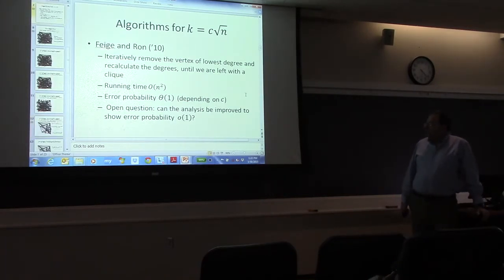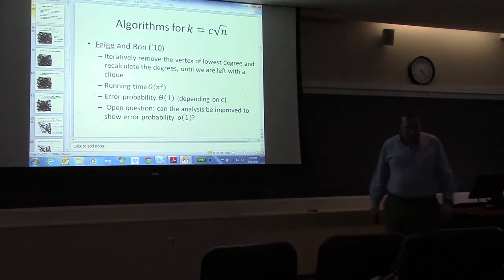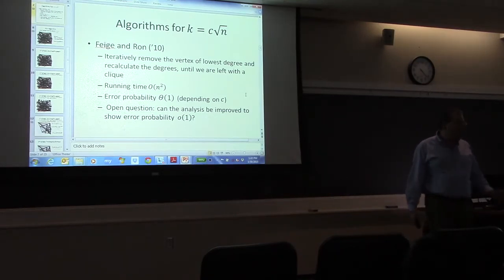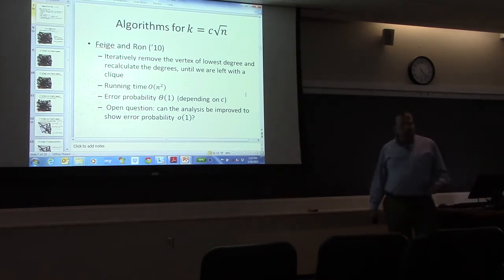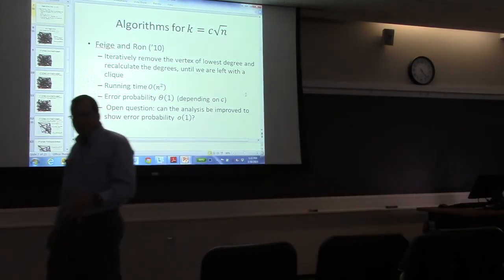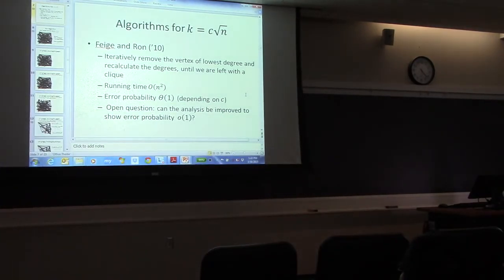So Feige and Ron in 2010 suggested a different method which works just as well in practice as the spectral algorithm, but they couldn't analyze it all the way. And the method, it's interesting philosophically: instead of looking for the winners, you just weed out the losers. So you look at the vertex with lowest degree, remove it, and keep going.